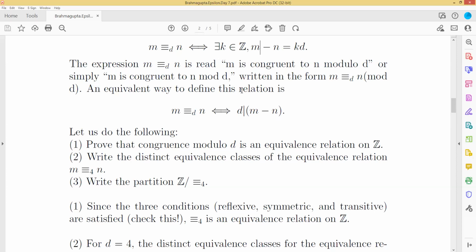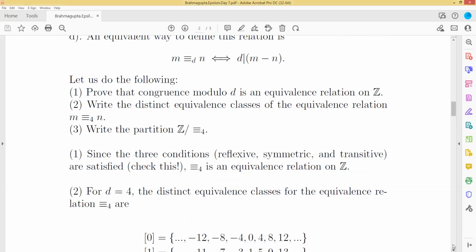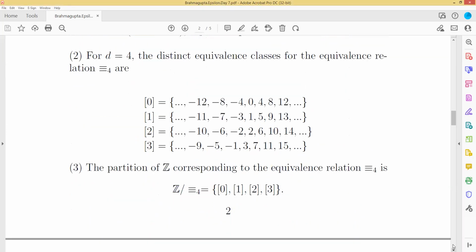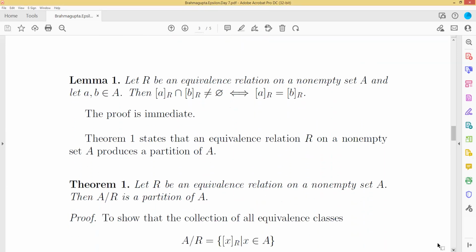Let's go to the next one. Since the three conditions are satisfied, it's an equivalence relation. Prove that the congruence modulo D is an equivalence relation. I will leave that to you. And all of that, I leave that to you. All right, good.